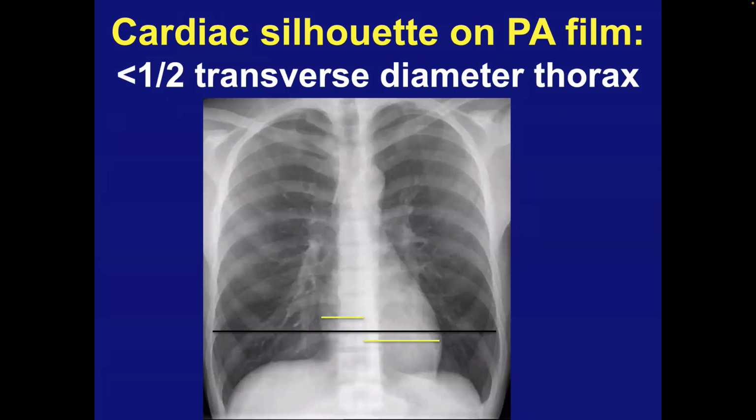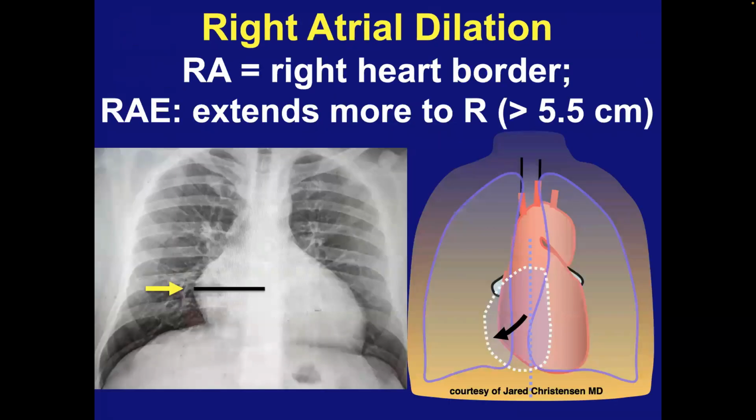On a frontal PA film, the overall size of the heart in transverse dimension should be a little less than half the transverse diameter of the thorax. And I never actually measure it, but I do gestalt it with this ratio in mind. How about the individual chambers? How do we know when those are big on the radiograph?